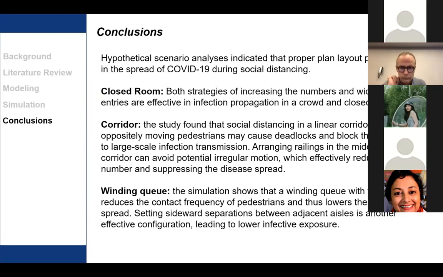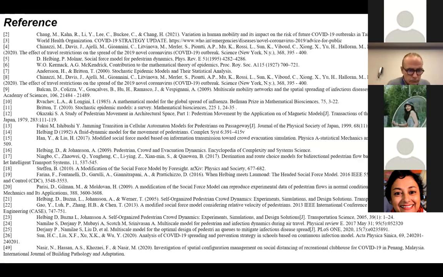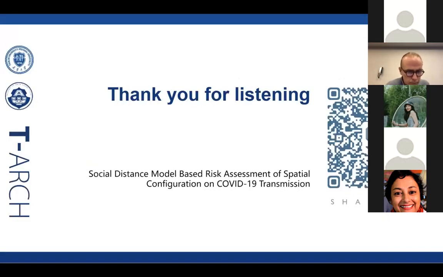For the vending queue, the simulation shows that a vending queue with fewer corners reduces the contact and thus lowers the infection spread. Setting separations between adjacent aisles is another effective configuration. This is the reference, and this is the whole speech. Thanks for listening.